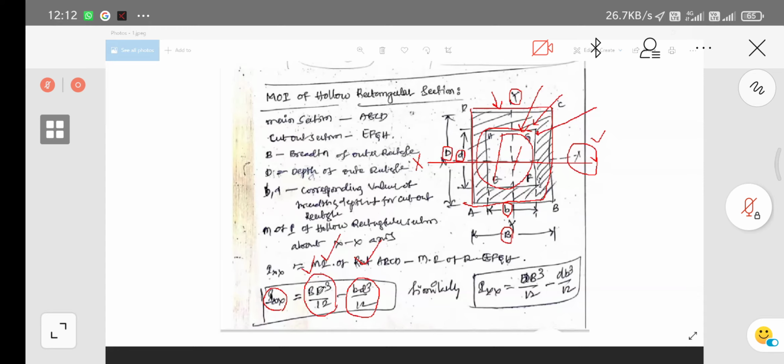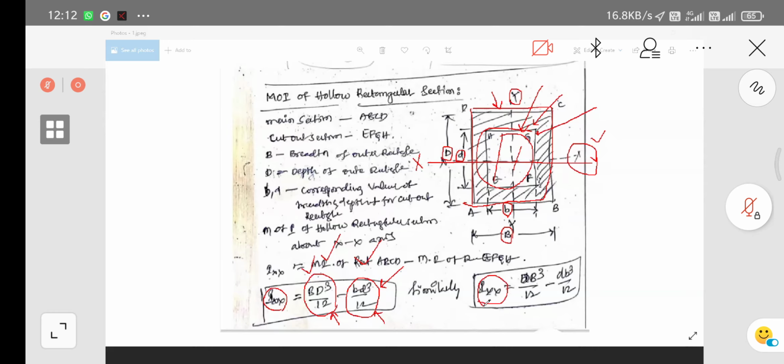These are not areas, these are moment of inertia formulas. If you subtract the areas, you will get the area. If you subtract the moment of inertia about the central axis, you will get the moment of inertia about that particular axis. So from the entire moment of inertia BD cubed by 12, we are removing the smaller moment of inertia of the smaller rectangle, about the x-axis only. But what about the y-y axis?